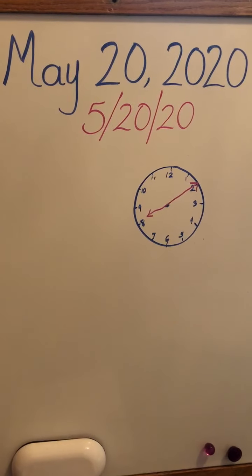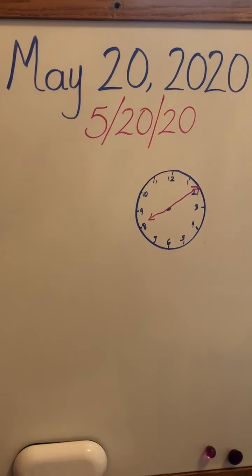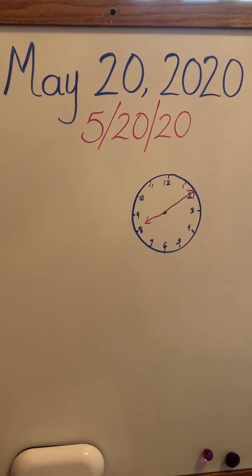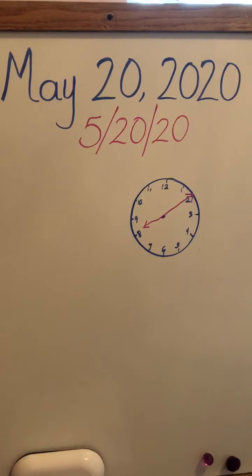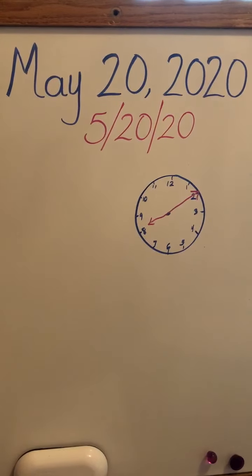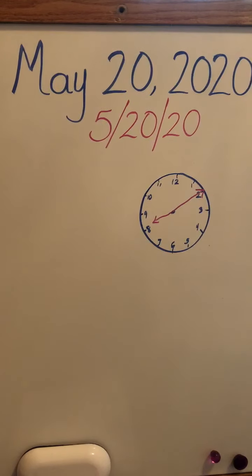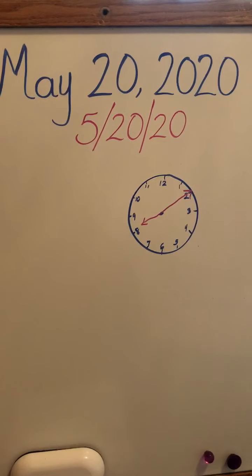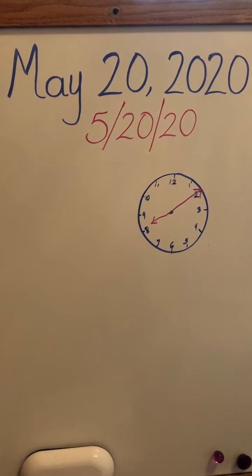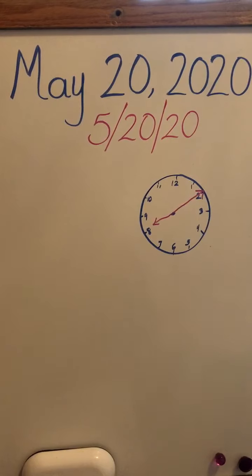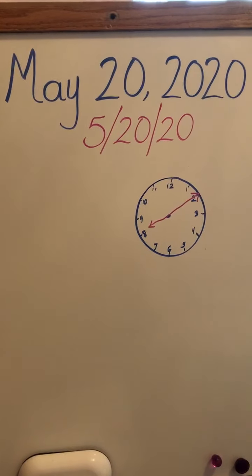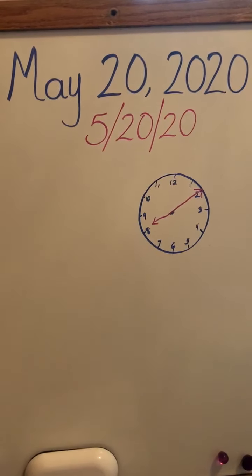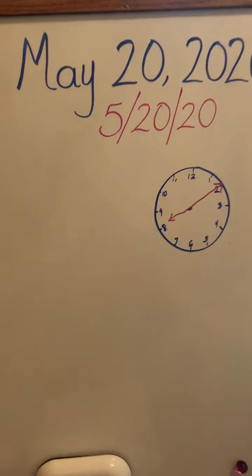Today's date is Wednesday, May 20th, 2020. Guys, how in the world did it get to be May 20th? Doesn't it feel like the month of May just started? And here we are at the 20th. We're almost at the end of May. Time is going by quickly. So of course the way we write the date in digits is 5/20/20. 2020.